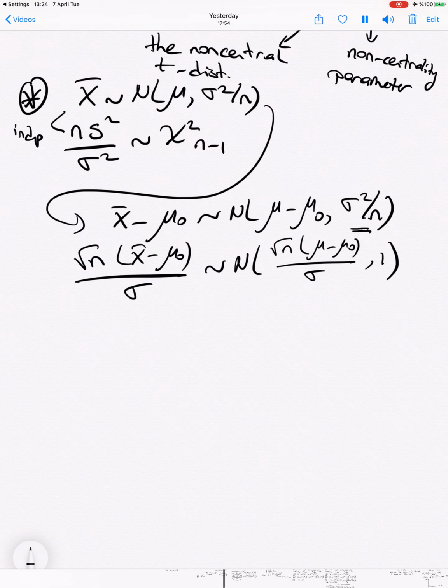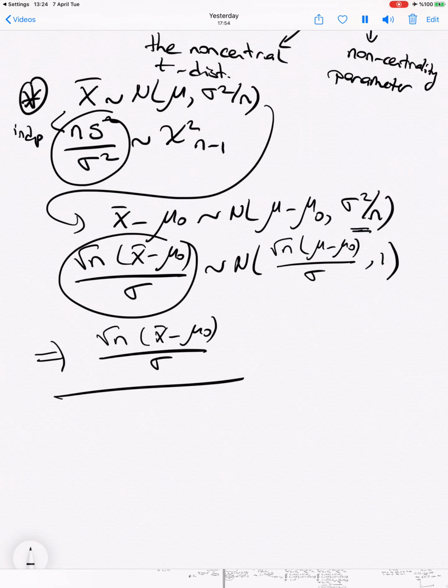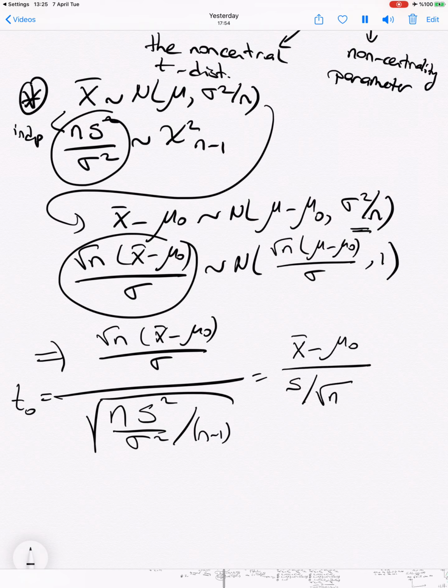Okay, so our t distribution comes from this part actually. When we consider the ratio of this one and this one, we will end up with our T0 value. So square root of n times x bar minus mu 0 divided by sigma, and we have n s square over sigma square divided by degrees of freedom, and terms will cancel out, the sigma squares will cancel out, so this will be our T0. So we will have x bar minus mu 0 divided by s over square root of n minus 1.